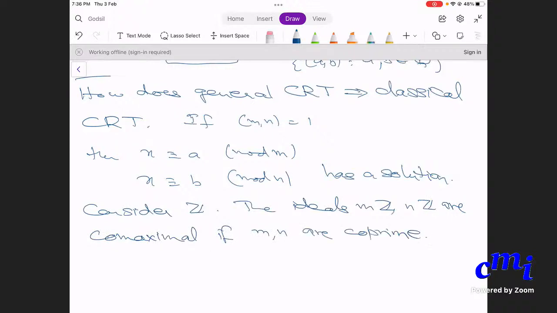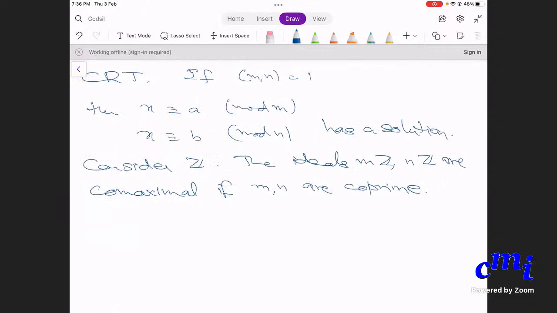So let's make sure we understand this. This is an important statement. The ideals MZ and NZ are co-maximal if and only if M and N are co-prime. So why is this? If M and N are co-prime, that means that GCD is 1. And we know that by the generalized Euclidean algorithm, you can write 1 as a combination of M and N as AM plus BN. AM belongs to the ideal MZ, BN belongs to the ideal NZ. So that means 1 can be written as something in MZ plus something in NZ. That means they are co-maximal.